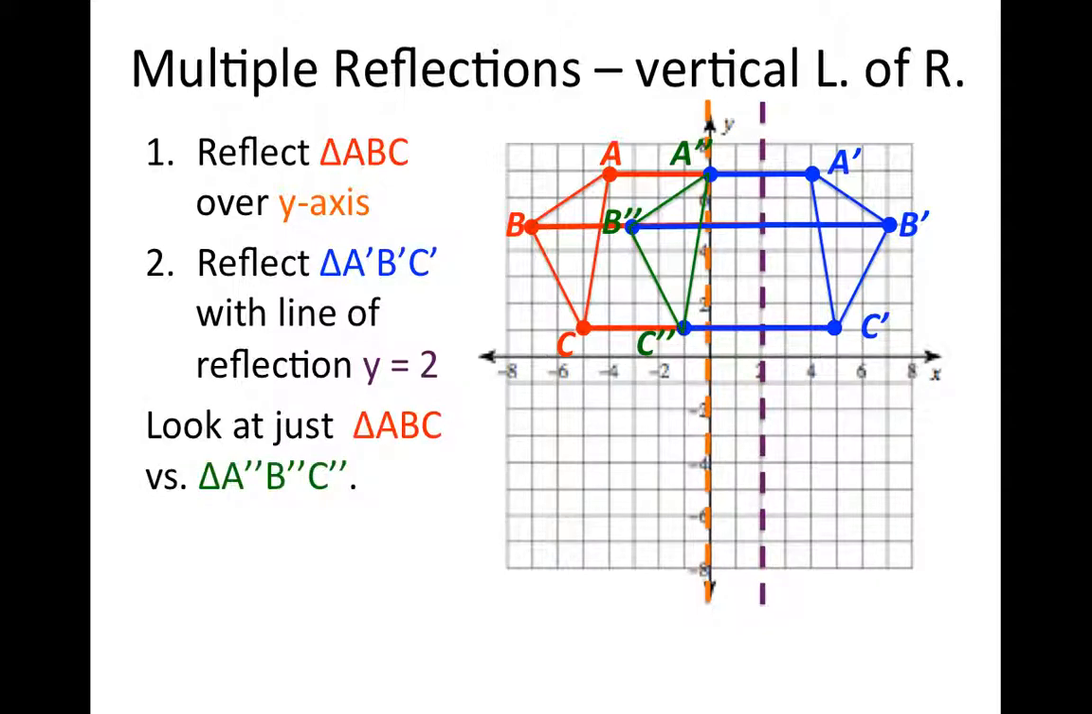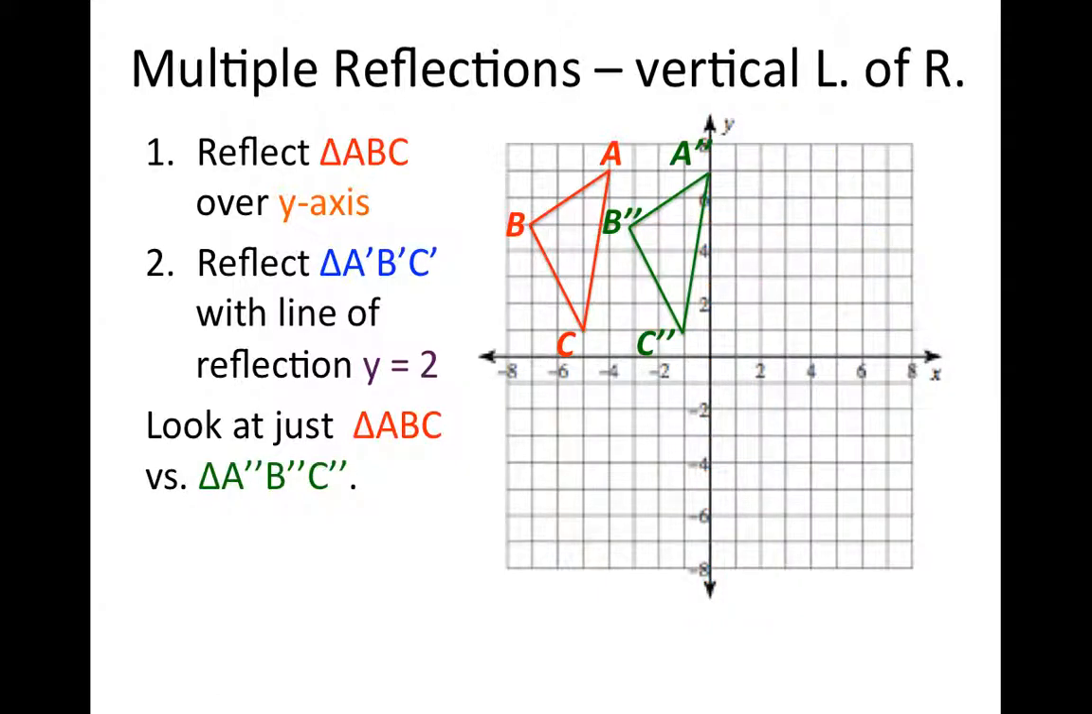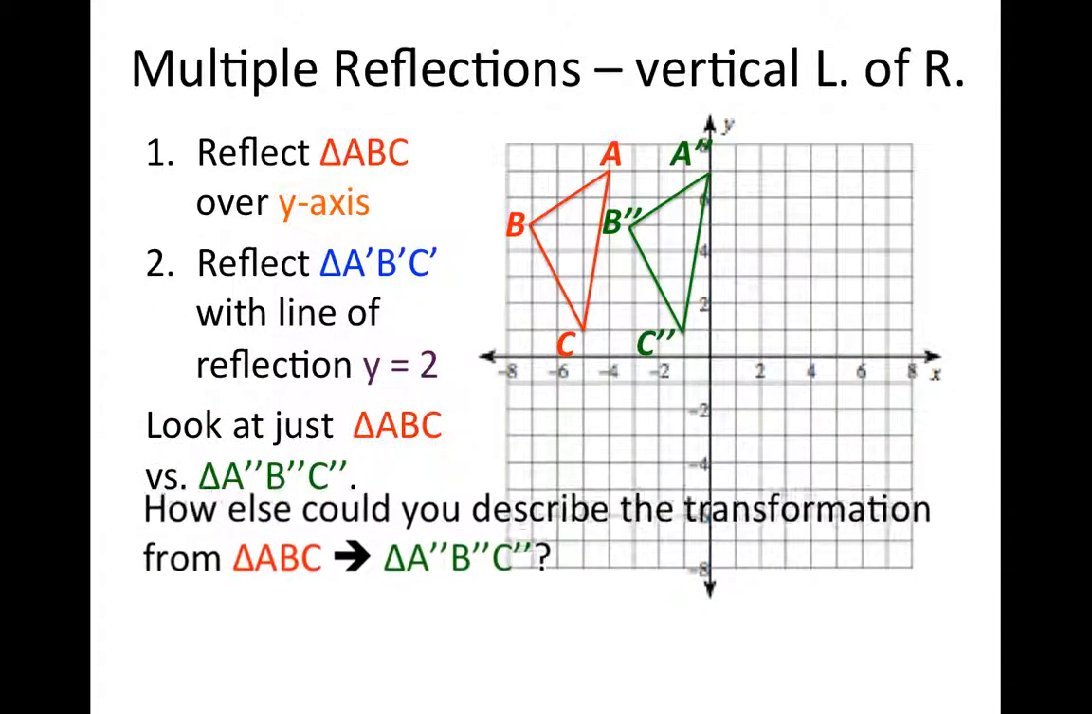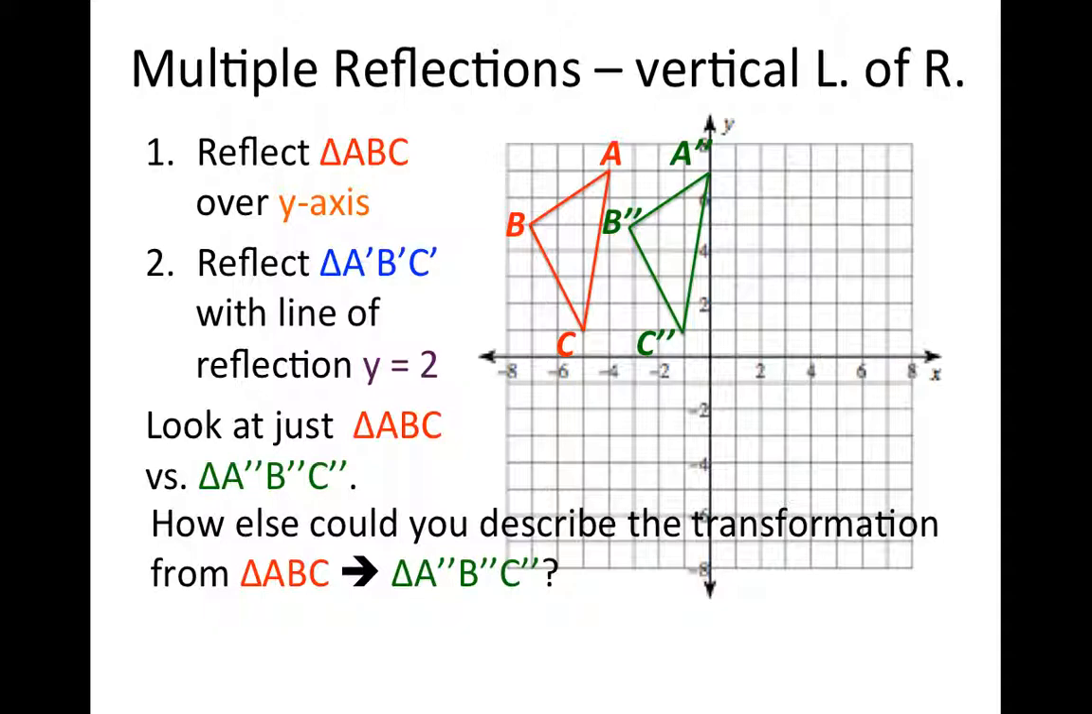Now let's look at just the red and the green one, the one that we started with and the one that's been reflected twice. So let's look at just those two. There they are. The question is, how else could you describe the transformation from that red triangle to that green triangle? And so if we look at it, if we go from A to A prime, we are 1, 2, 3, 4, 4 units to the right. If we look at B to B prime, we are 1, 2, 3, 4, 4 units to the right. And if we look at C to C prime, we are 1, 2, 3, 4, 4 units to the right.